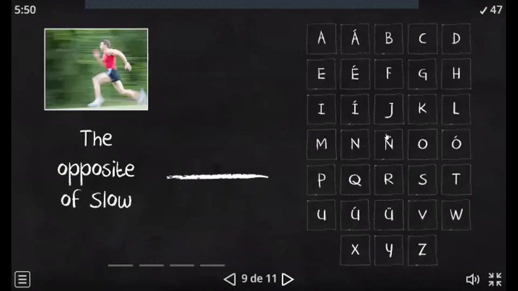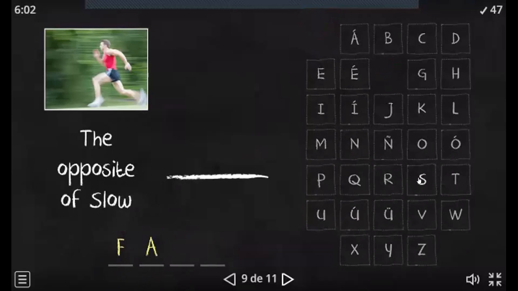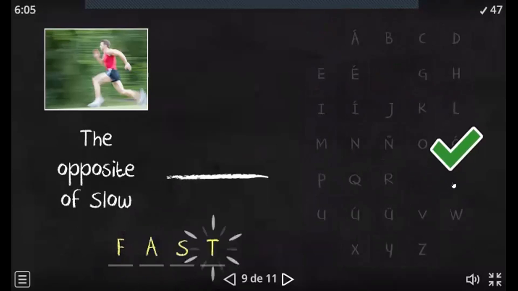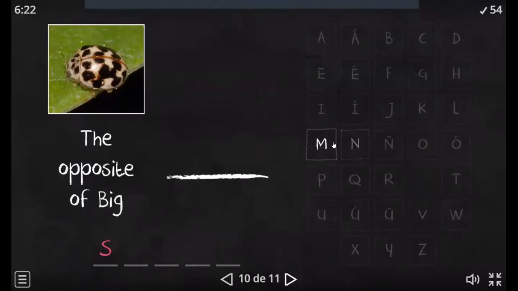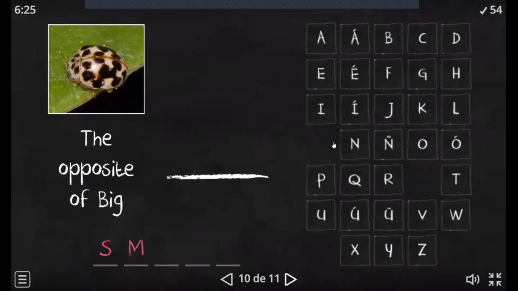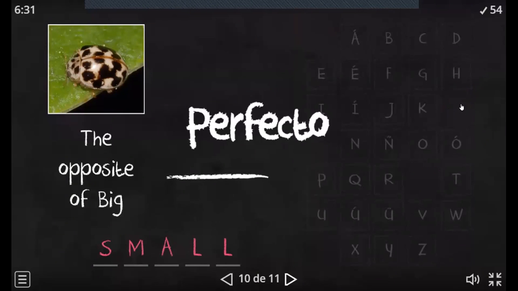The opposite of slow. Slow is fast. F, A, S, T. Very good. The opposite of big. It's small. Okay, how do you spell that? S, M, A, L, L. Small. Okay, perfect.